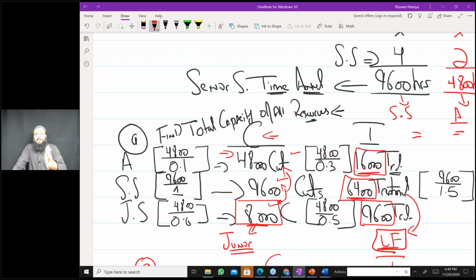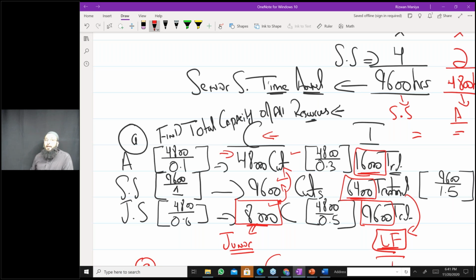So the limiting factor changed service-wise. For cuts, it's the junior stylist, and for treatments, now it's the senior stylist, which means previously senior stylist was the limiting factor. But due to hiring of one more, junior stylist became the limiting factor for cuts, whereas for treatment, senior stylist remained the limiting factor. Understood, my friends? What do you think? Say yes or no.